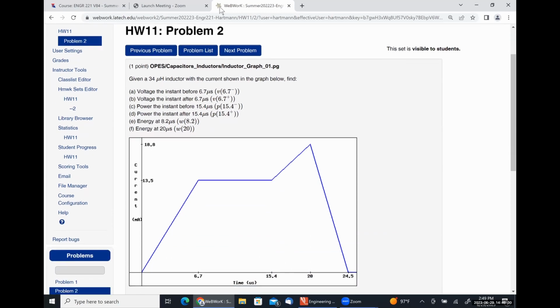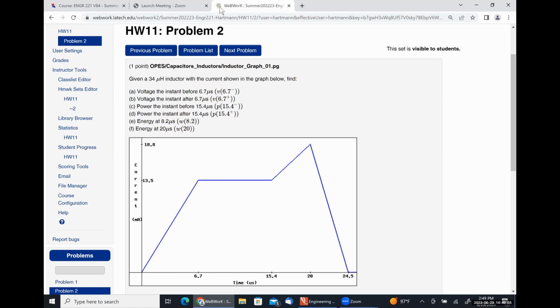This problem here is a graph related problem. Obviously there's a big graph on it. You should expect to see a problem similar to this on your exam. I believe there's something similar to this on the in-class assignment. If there isn't one similar to this on this in-class assignment, there's one similar to this on the in-class assignment for the capacitor lecture.